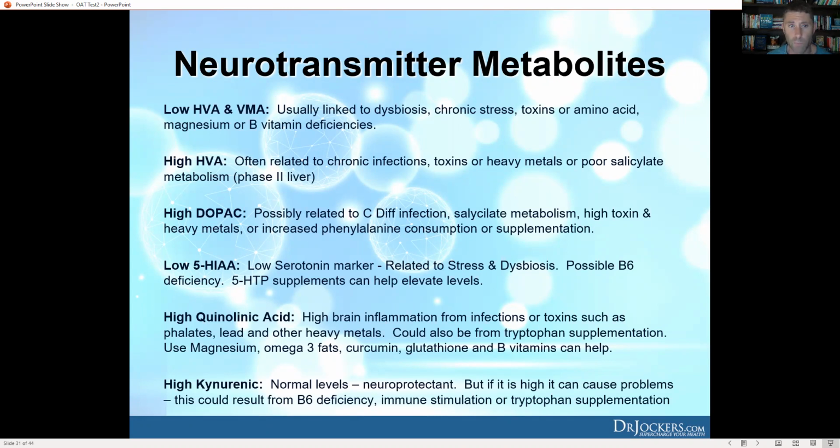So if you're not producing enough dopamine and epinephrine, that can be because your system is depleted. So chronic stress, toxins, or certain amino acids like tyrosine, phenylalanine. If you're deficient in those, if you're deficient in magnesium or different B vitamins like B6, for example, that can all be linked with low HVA and VMA. So typically when I see that, I obviously want to address root causes like infections and toxins, get stress under control. And then usually I'm supplementing with magnesium, possibly some B vitamins, but definitely magnesium.